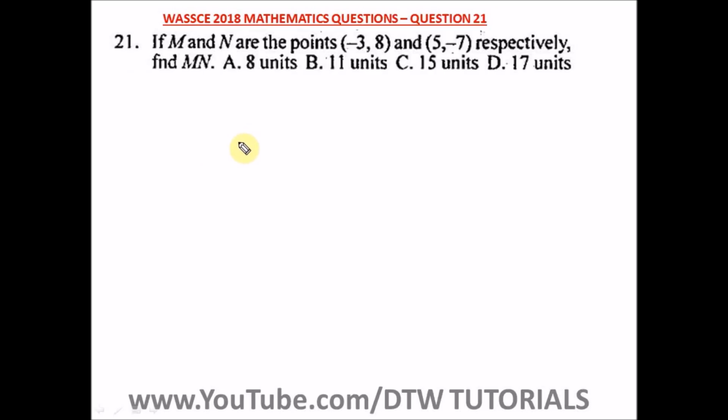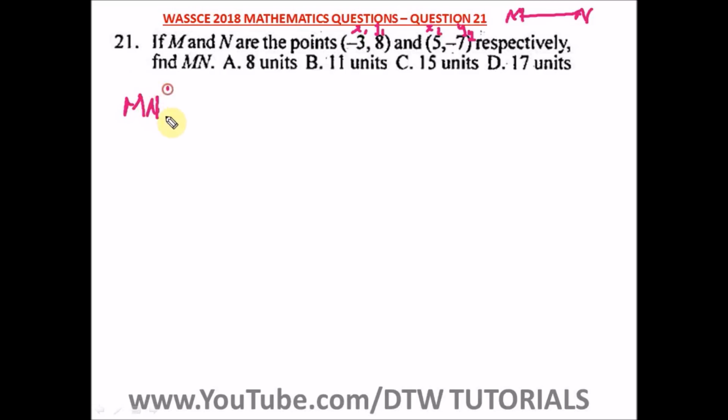Question 21 of the WASSCE 2018 Mathematics Past Question says, if M and N are the points (-3, 8) and (5, -7), so this is x1, y1, and this is x2, y2, respectively, find the length MN. What it means is, find the distance between two points, the distance from M towards N. That's the distance between two points. So we have to find this distance.